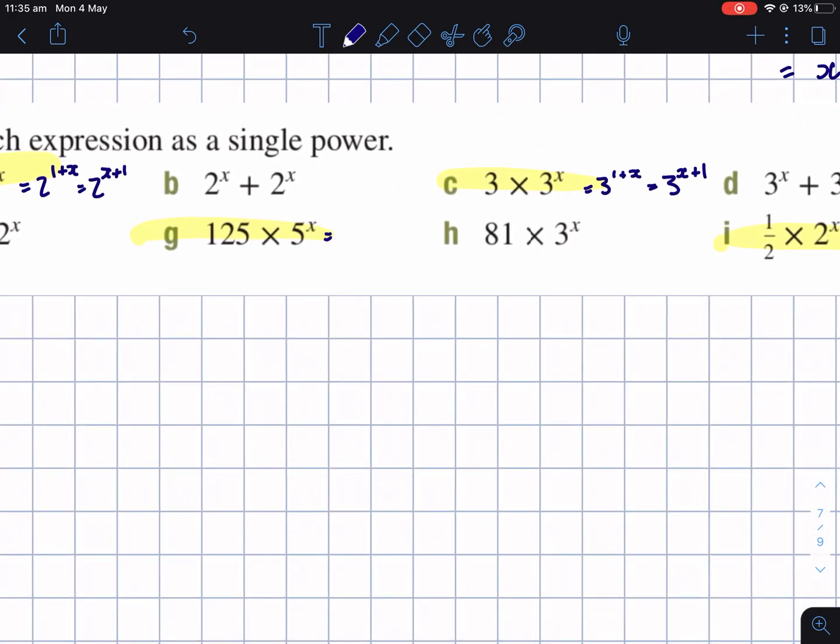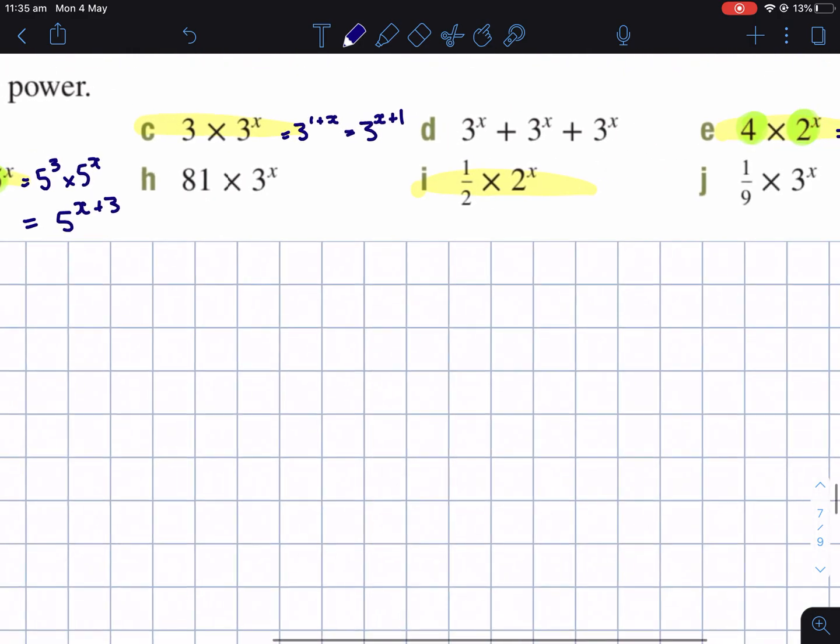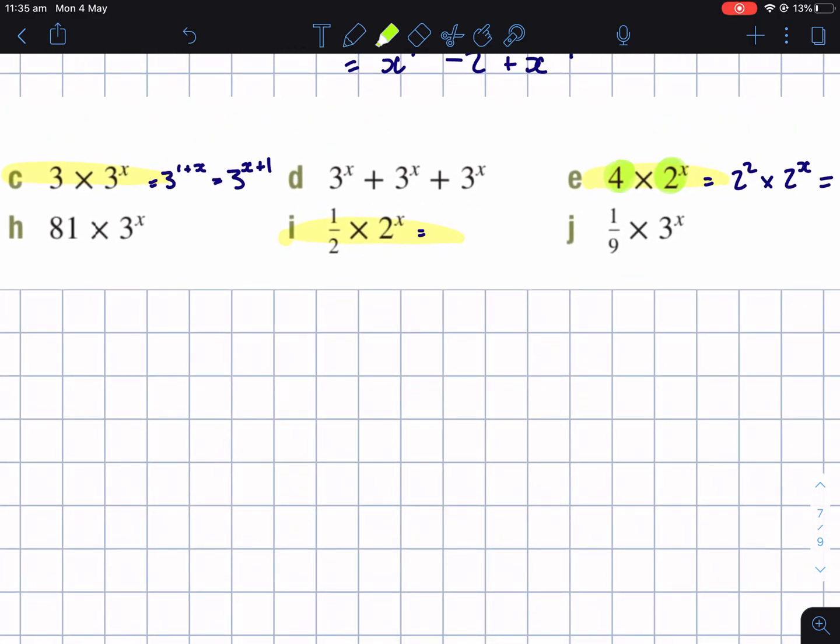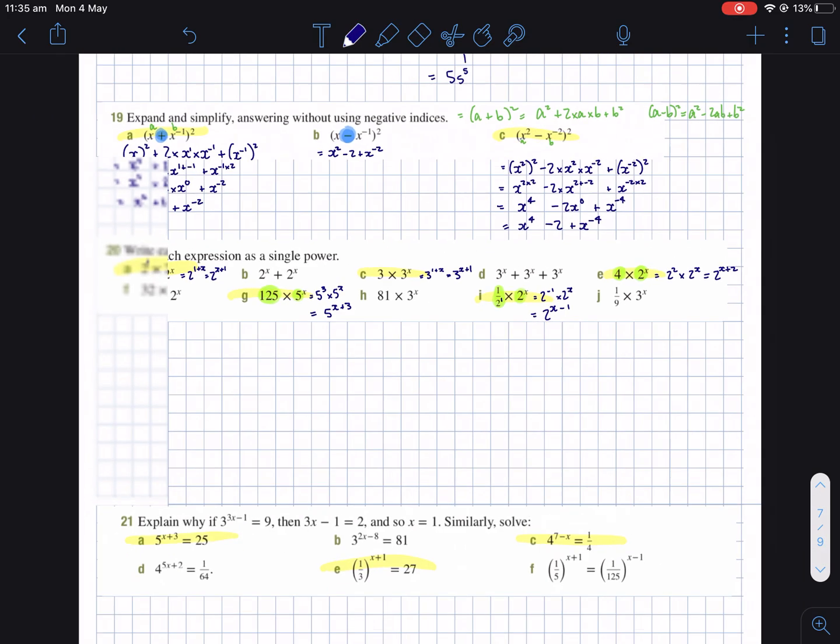Okay, 125. I'm going to have to change that to a power of 5. Luckily, we already know that's 5 cubed times 5 to the x. So that's 5 to the x plus 3. Now, a half, we should already be thinking that's 2 to the minus 1, because that's 1 over 2 to the 1. So we've got 2 to the minus 1 times 2 to the x. So that's 2 to the x plus negative 1. Do we write plus negative 1? No. So it's 2 to the x, take 1.